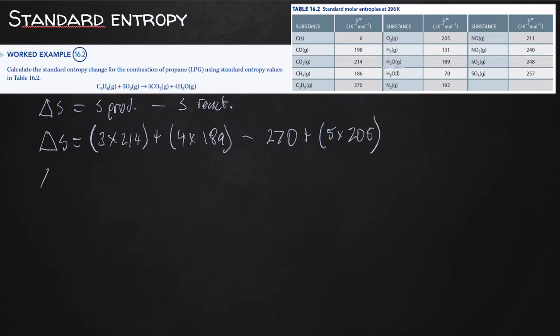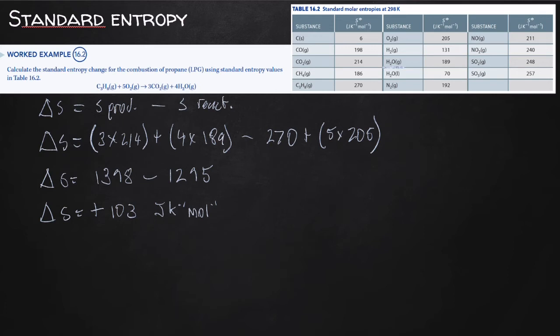All right. So we've got 1398 minus 270 plus 5 times 205, 1295. So in this reaction here, the change in standard entropy is plus 103 joules per Kelvin per mole.